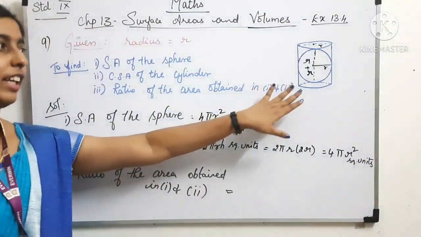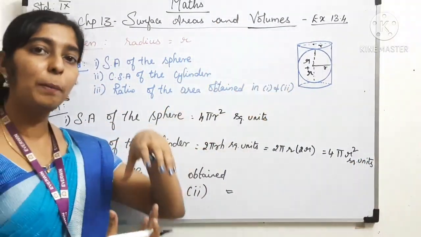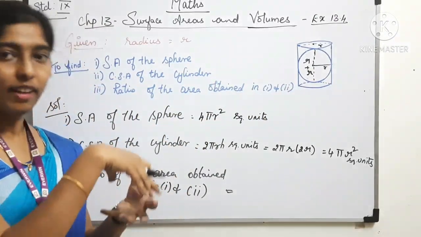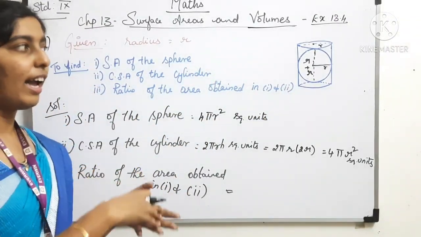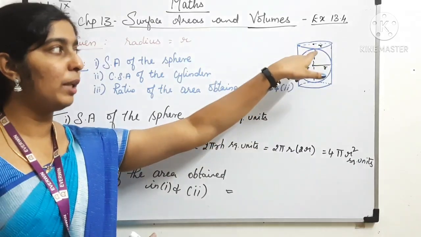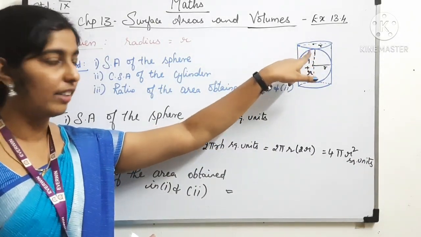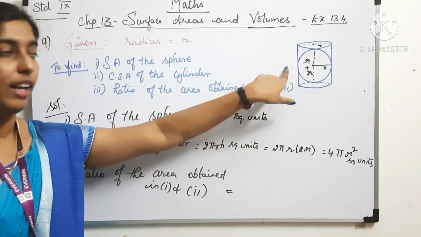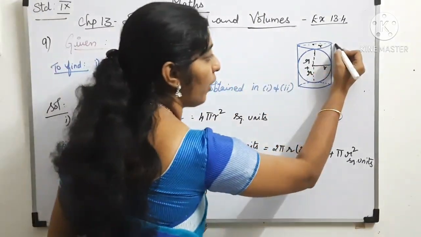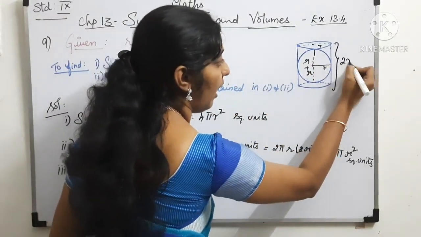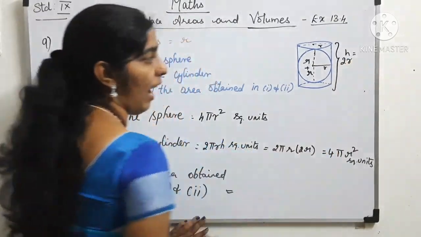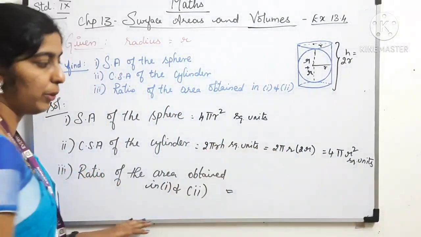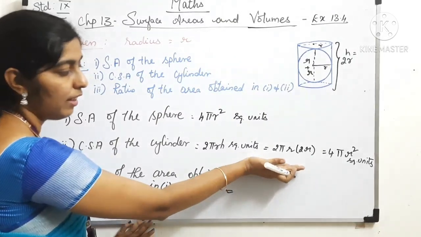Clear? You can see that clearly. The sphere has been placed inside the cylinder, and from the center to any point on the circle is the radius. So the height will be r plus r, which is equal to 2r. 2r is the height of this cylinder. h is equal to 2r. That we have substituted in the formula.